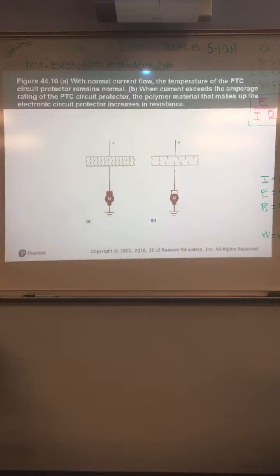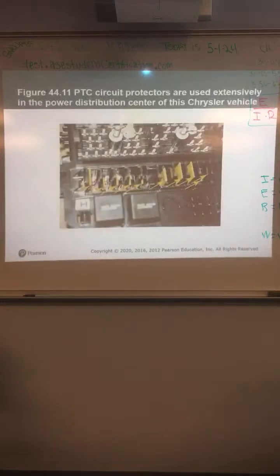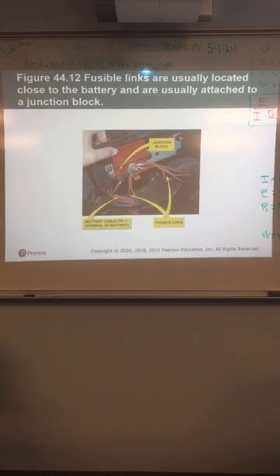Normal current flow. These are those PTC fuses, those are circuit protectors, positive temperature coefficient. I don't worry too much about those. Chrysler likes to use those, you've probably seen those under the hood of Chrysler vehicles, if you ever looked in their fuse panels under the hood.